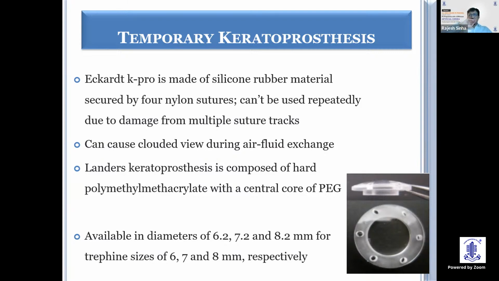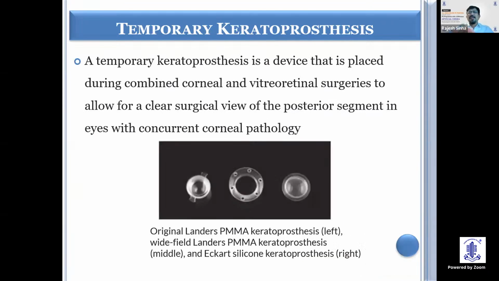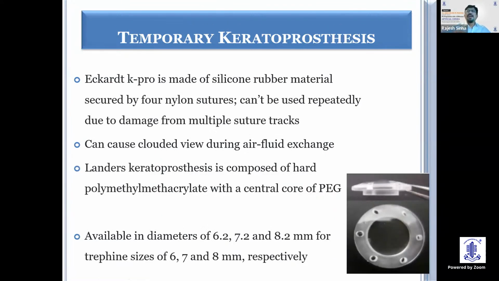So the Eckardt one, as I showed earlier, is made of silicone rubber, and it is secured in position by nylon sutures. But since silicone is soft, when the sutures are repeatedly passed, it gets damaged. It causes multiple suture tracts. And sometimes when you're doing a retinal surgery and using silicone rubber, it can cause a clouded view during air fluid exchange.